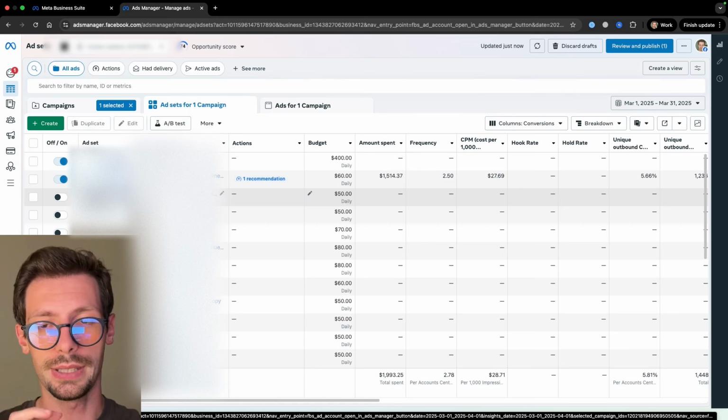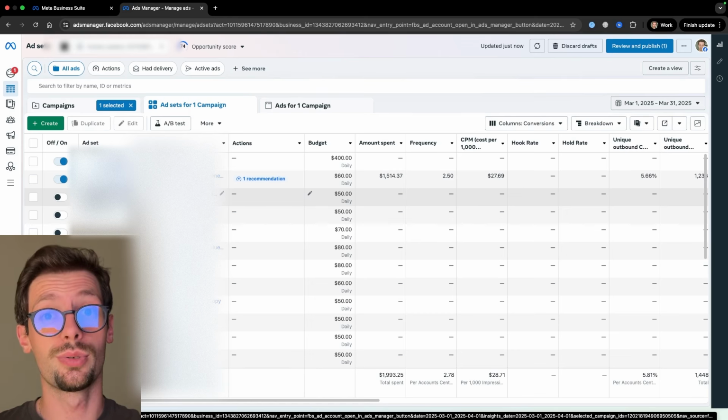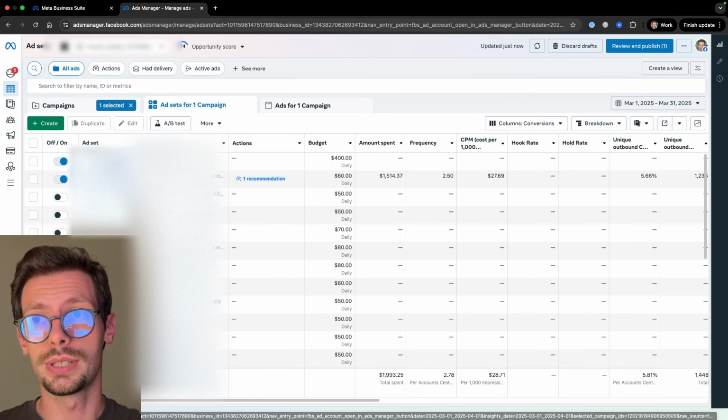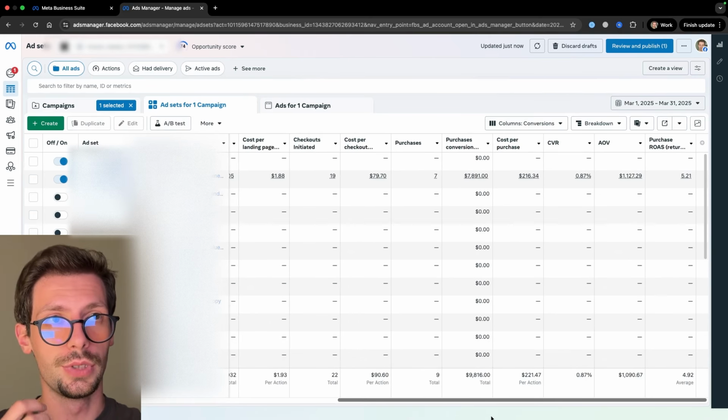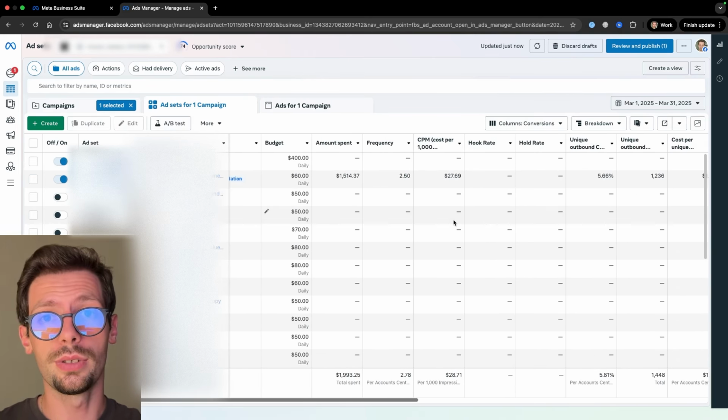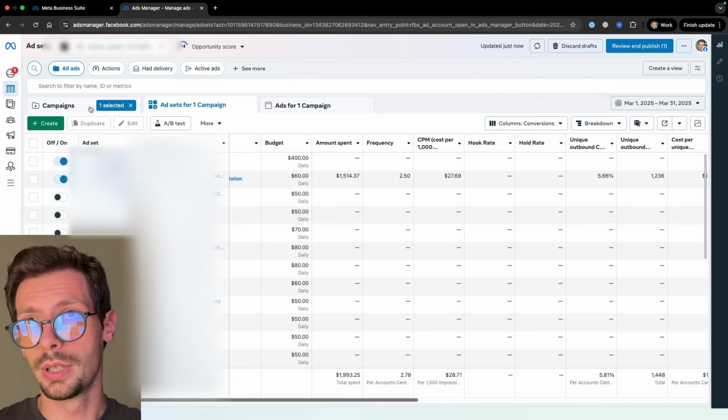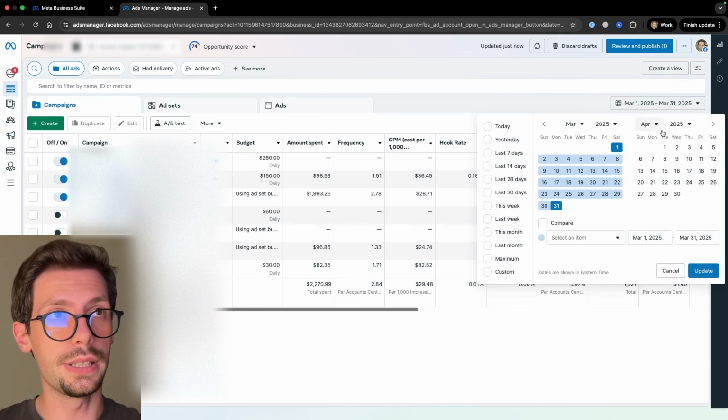Broad is always the best option. However, in this case, just to train the pixel, just to give it some first correct signals, we used interests just in the very beginning. So you see this performed well, and based on the products that were being sold from all of these ad sets, we went into the next month.